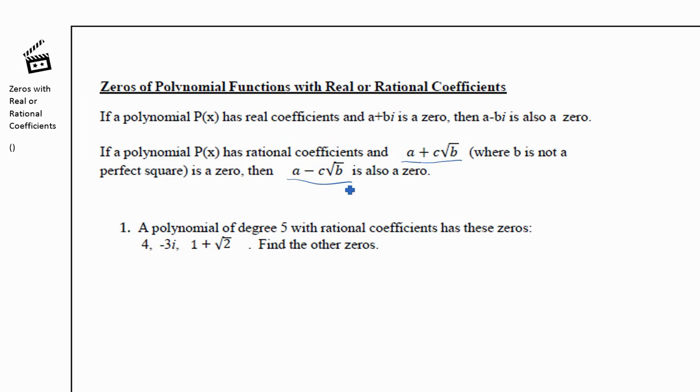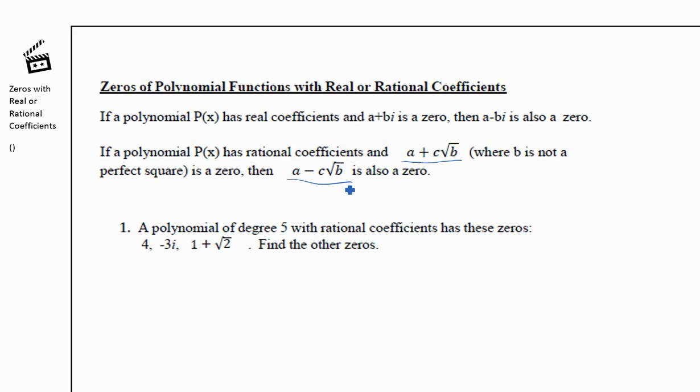Okay, so number 1 here says a polynomial of degree 5 with rational coefficients has these zeros: 4, negative 3i, and 1 plus 2i. Find the other zeros. Okay, now, so we have 4. 4 is a rational number, not complex, doesn't have a square root. We're going to leave that alone.